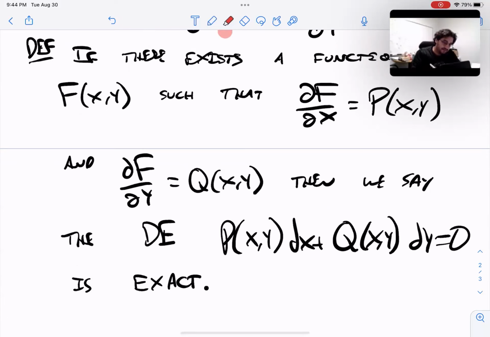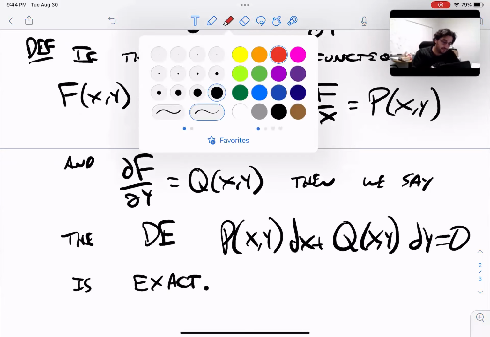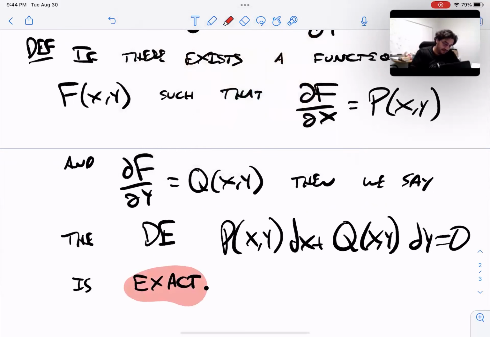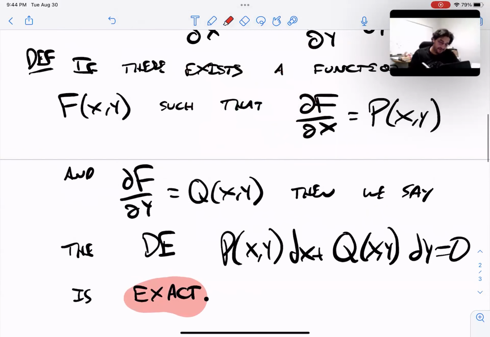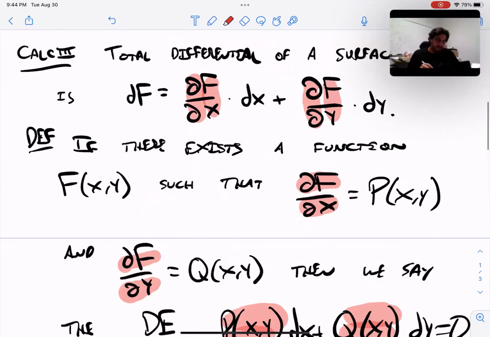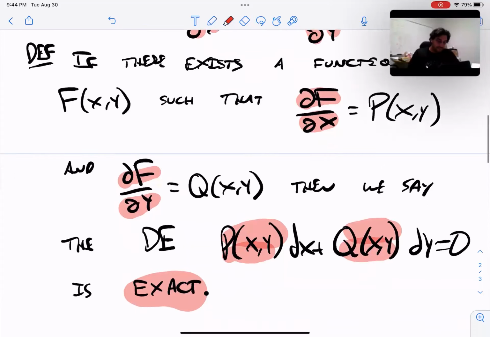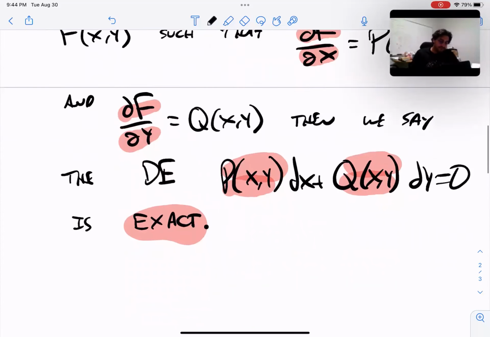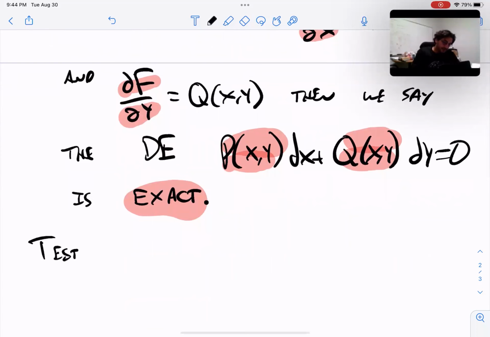So that's this notion of exactness. It says that if these coefficients on the dx and the dy came about as the partial derivatives of some surface, some function F, just like a total differential would have, then we call the resulting differential equation exact. So that's the definition of exactness. If there does exist some surface, then we get to call the DE exact.